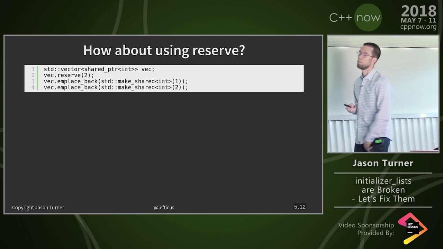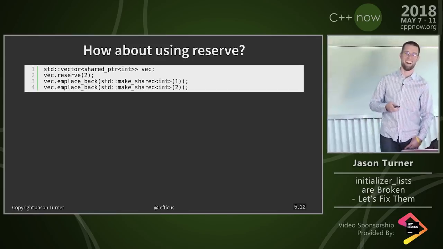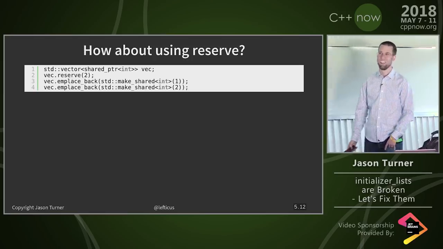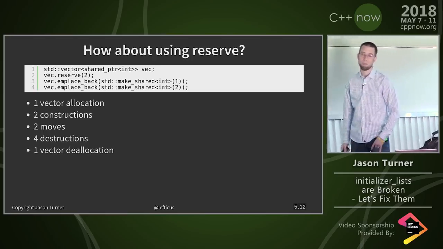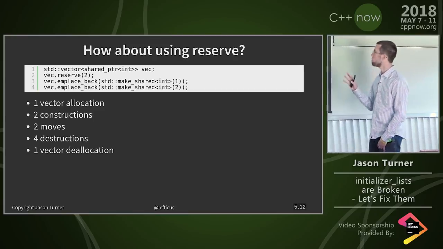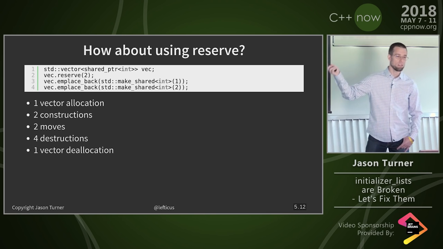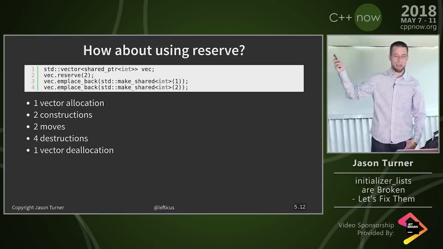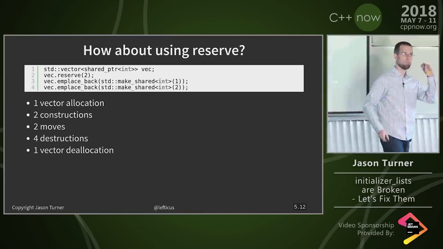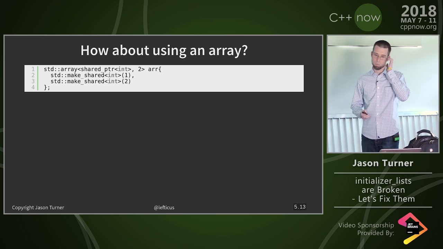Okay. Vittorio, what happens if we use reserve? We save a move if we use reserve. We get, well, we save one move and a destructor, right. So we're back to the case that we got with the initializer list, except we have now two moves instead of two copies. That is what we have gained so far.